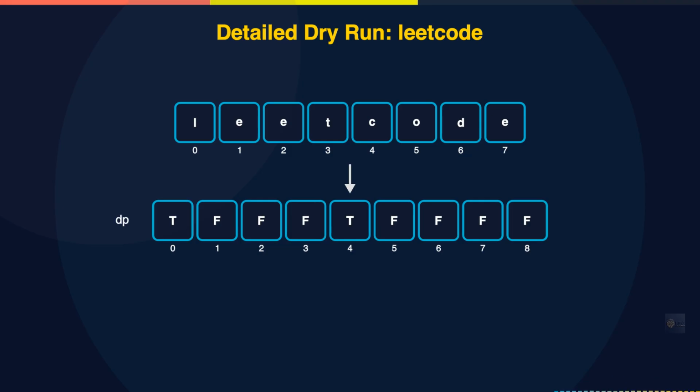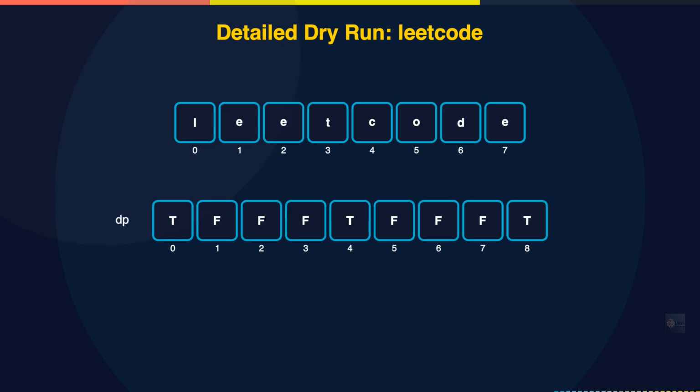Now we skip ahead to index 8. We look back. When j is 4, dp[4] is true. The substring from index 4 to 8 is "code". That is also in our dictionary. Therefore, dp[8] becomes true. Since we reached the end of the string with a true value, our final answer is true.